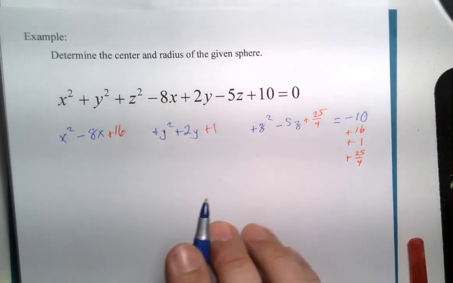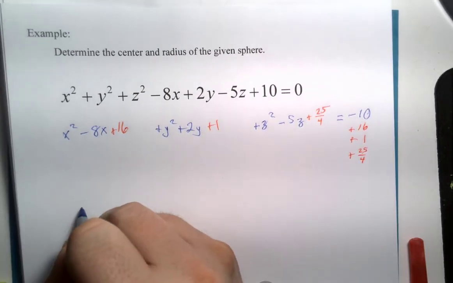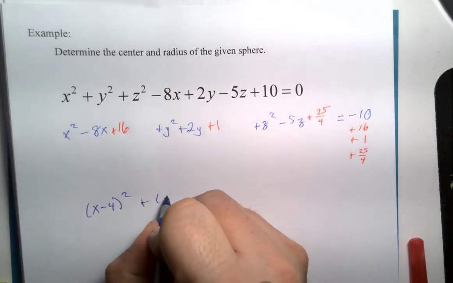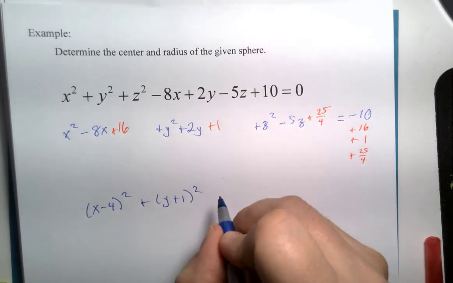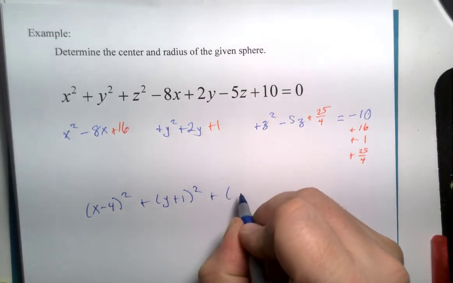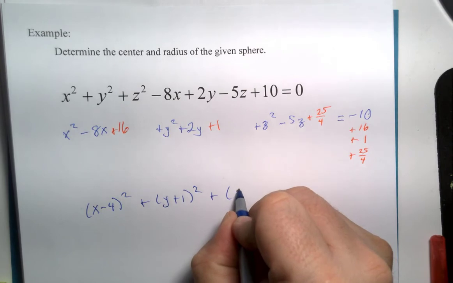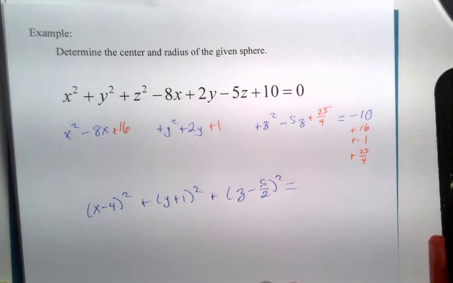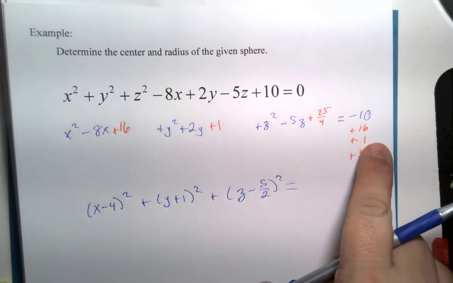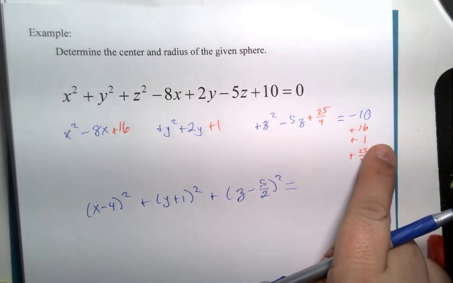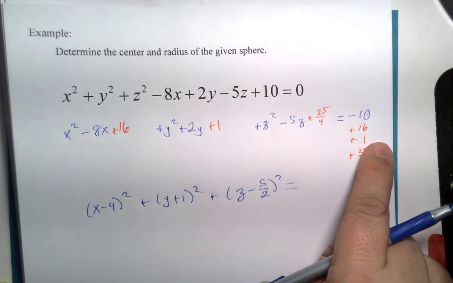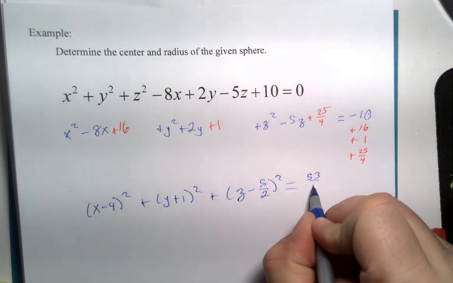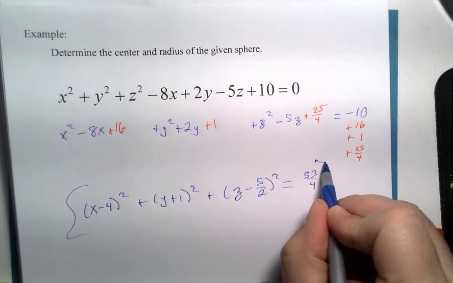When we combine this fun little mess, I have x minus 4 squared plus y plus 1 squared plus z minus 5 halves squared equals, let's see, that's going to be 6, it's going to be 7, that's 28 fourths, and 25 fourths, it's going to be 53 fourths. So here is our equation.